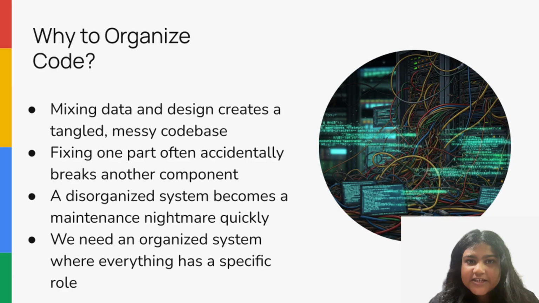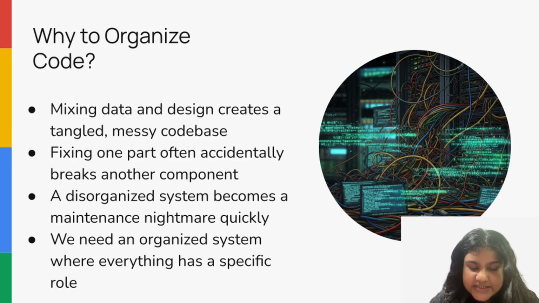Now look at the representation of the disorganized code that I have given here. We call this spaghetti code. When you mix your data manipulation directly with the UI rendering code, you create what is known as tight coupling. If your database logic is hard-coded in your screen's activity or controller, fixing a bug in the database query might accidentally break the way the button is displayed. This makes the system fragile.